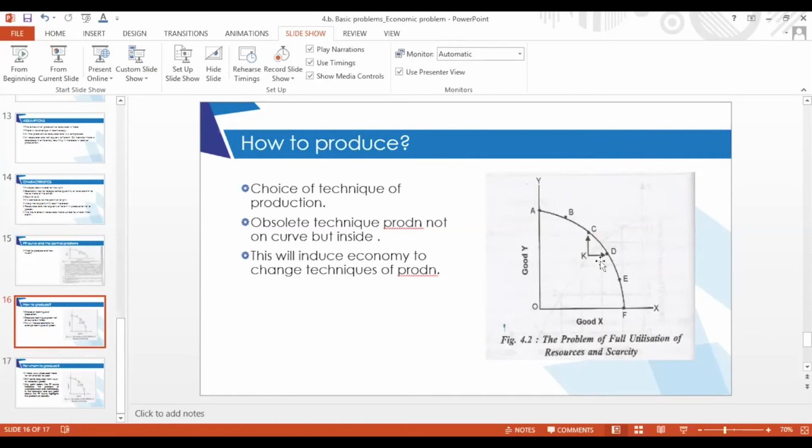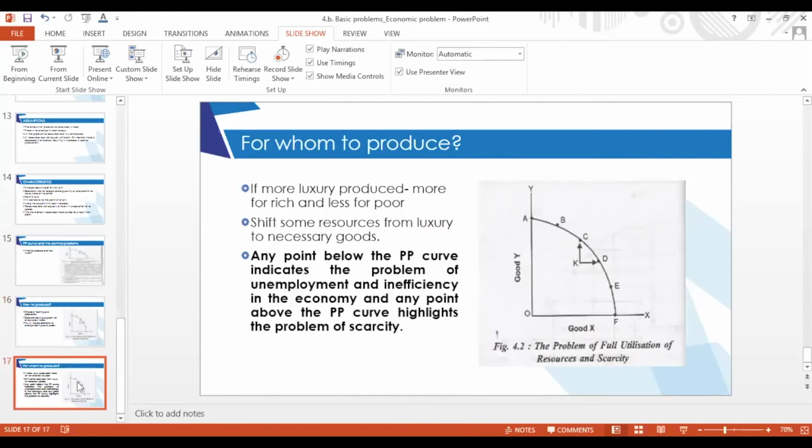So this means inside the curve you are using old technology. So how to produce is answered here. Use better technology so that you can increase the efficiency. Understood? Clear how to produce? Now the last is for whom to produce.